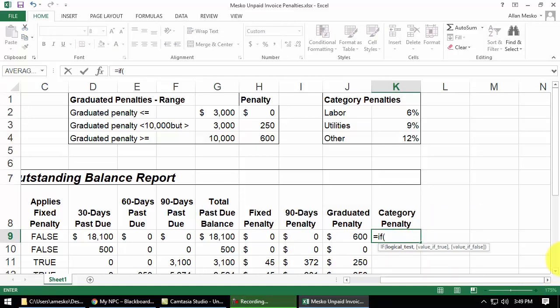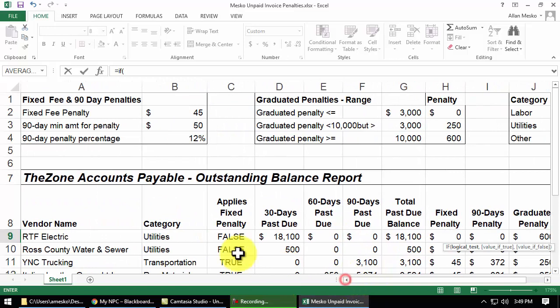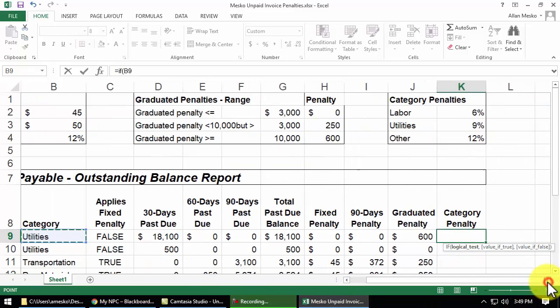We're going to check for either labor or utilities. They put it in order with labor first, so let's do that. If this thing, where's our category? It is over here in column B. So if that thing equals, and boy, we'd have to make sure that these are all spelled correctly, wouldn't we?